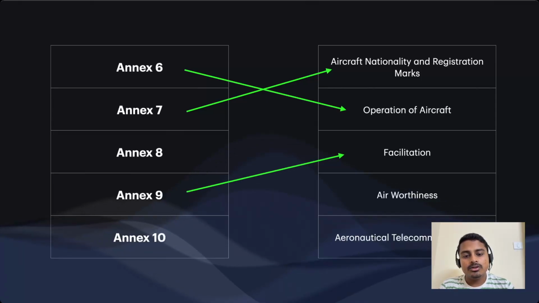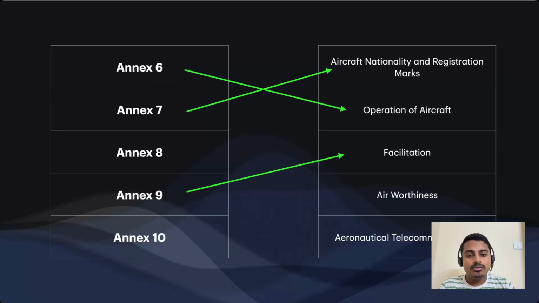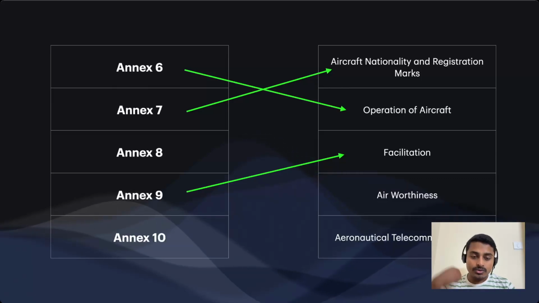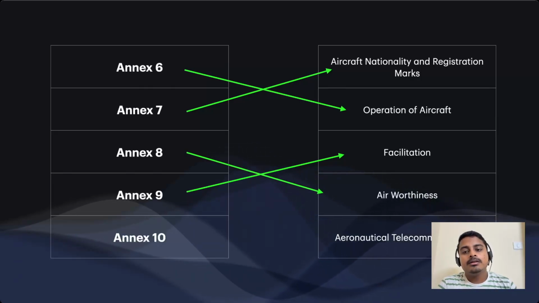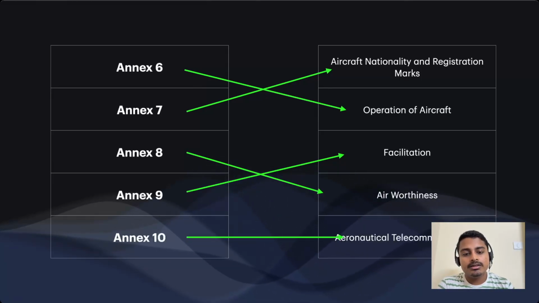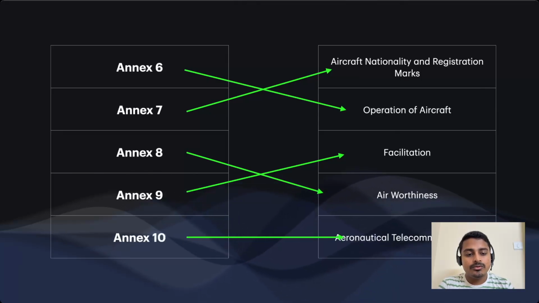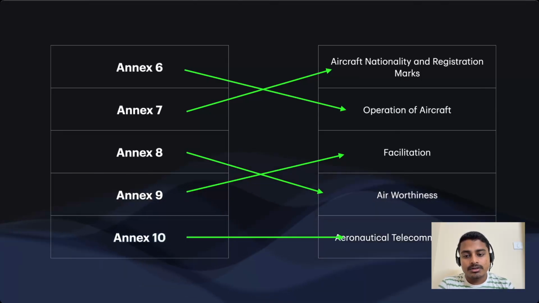Annex 9 talks about facilitation, the customs and all those facilities that should be provided by a state to an airport, to an aircraft from another state, right? Annex 8 talks about airworthiness, and Annex 10 talks about aeronautical telecommunications, the standards that have to be followed during communication. So Annex 10 is the one which talks about that, right?